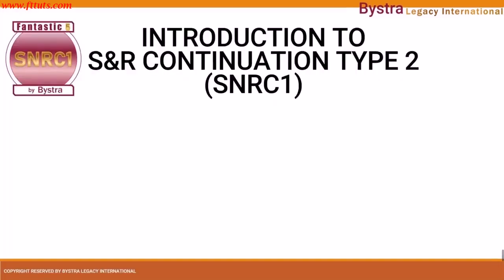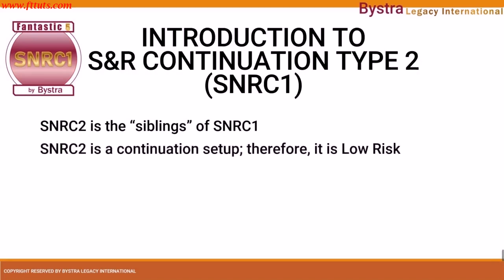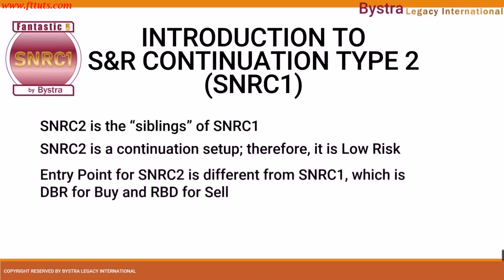So let's have a look at the SNRC continuation for the type 2. It is the sibling of the SNRC1 and it is also a continuation setup. The only difference of SNRC2 from the SNRC1 is the entry point, which is for SNRC2 we'll be using the drop-based rally or the rally-based drop, whereas the SNRC1 is using the drop-based drop and also the rally-based rally.